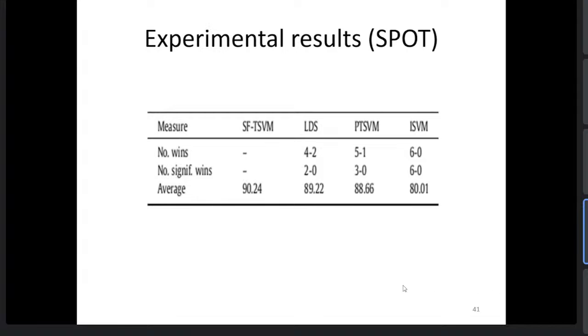But when we have used the student t-test, a statistical test, in that case significant wins, that is, confidently SFT TSBM wins in 2 cases, LDS in 0 cases. Okay, that is the difference between the visual result and the statistical result. Okay, now move to the next slide.